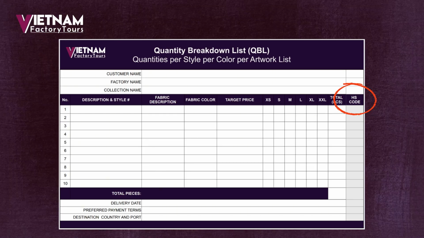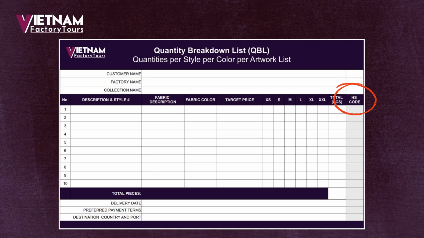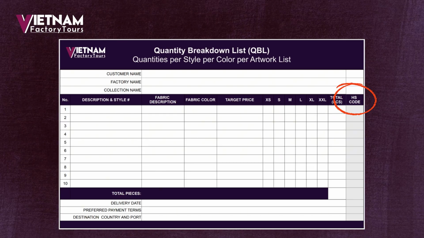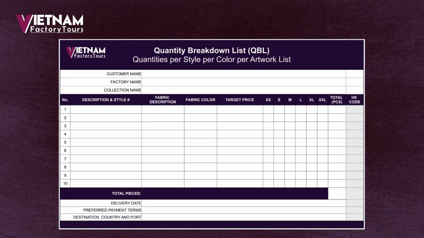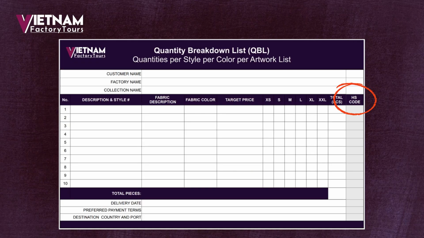And then finally, in the far right corner are the HS codes. We'll talk about HS codes in a later lesson, but basically for every style, there has to be an HS code. I recommend you do your homework before you meet the factory and put the HS codes in there. The factory will see it and think, wow, these guys have done their homework, they're well prepared, and that will give the factory a warm, fuzzy feeling that they're dealing with somebody who's on the ball.